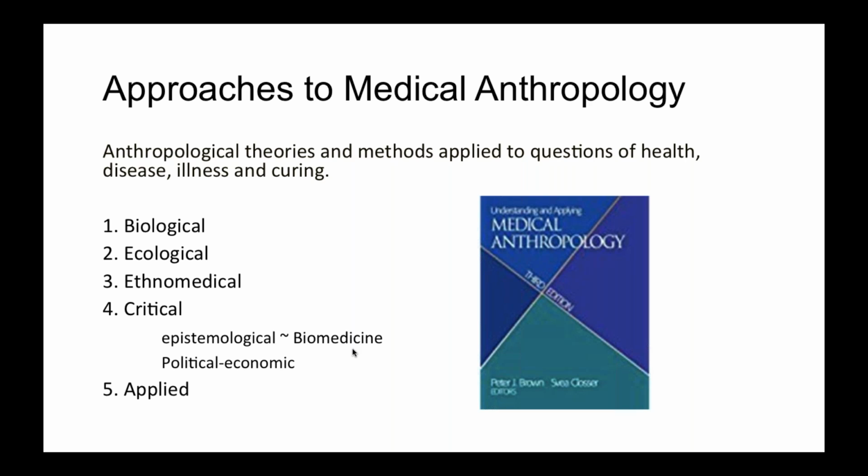This image is of a book in the third edition called Understanding and Applying Medical Anthropology. The first part of the book talks about these theoretical and methodological orientations, which are biological, either cultural ecological or political ecological, ethnomedical, that is studying medical systems themselves, and then critical medical anthropology, which has two flavors. One is about questioning the epistemological foundations of biomedicine. So this is like science studies.